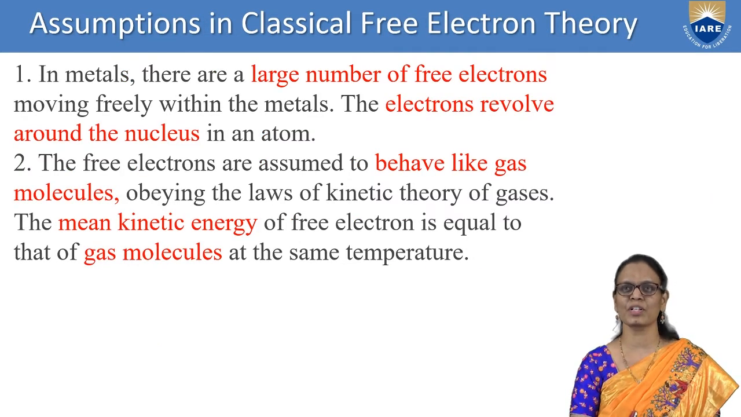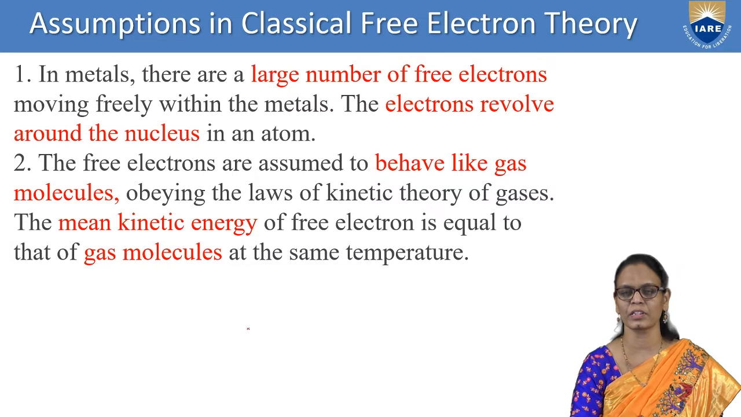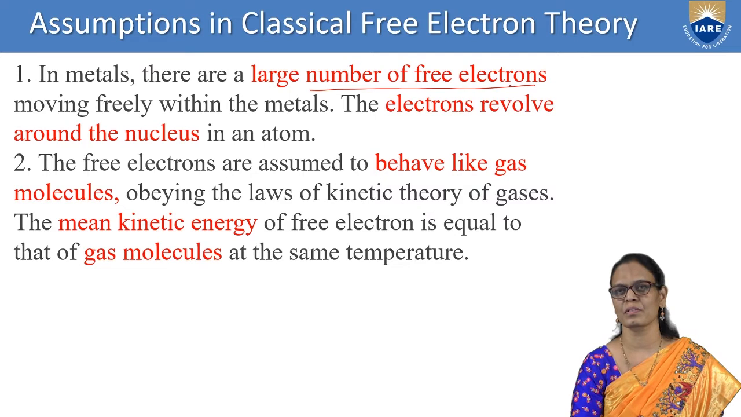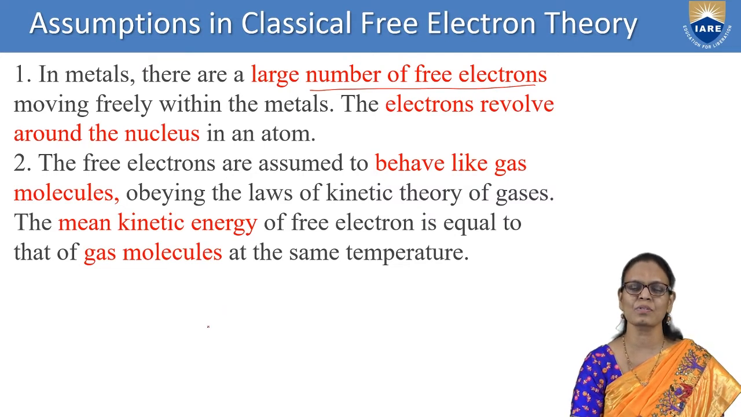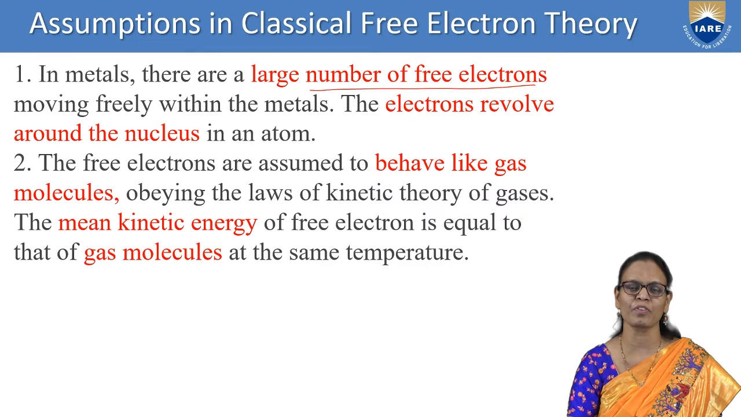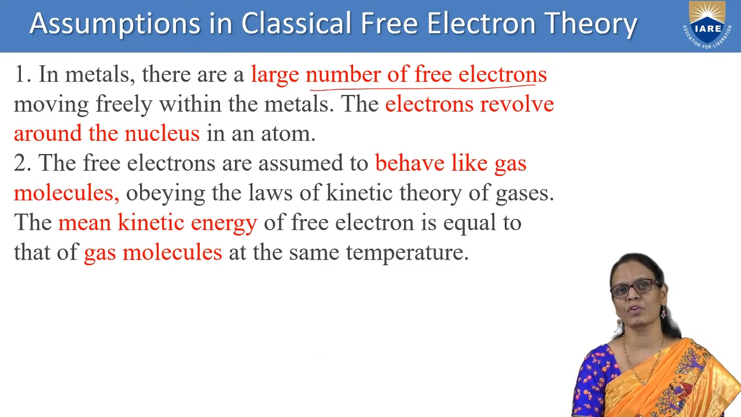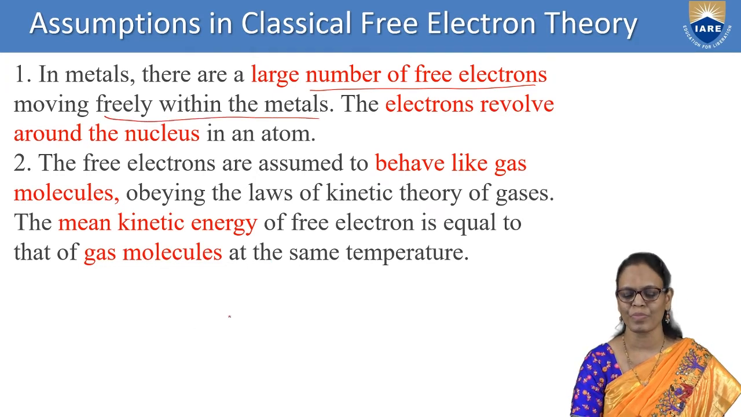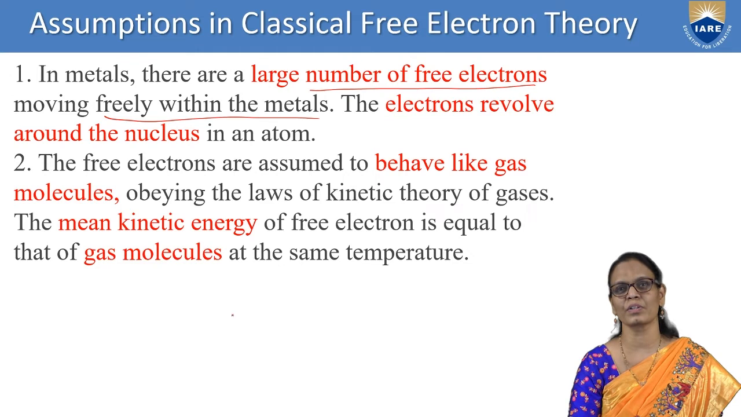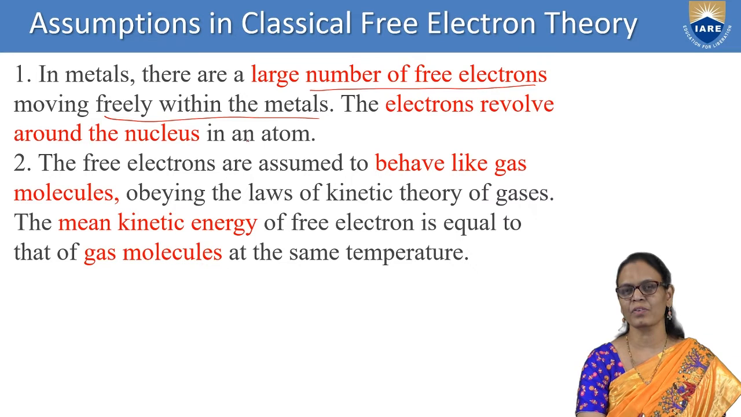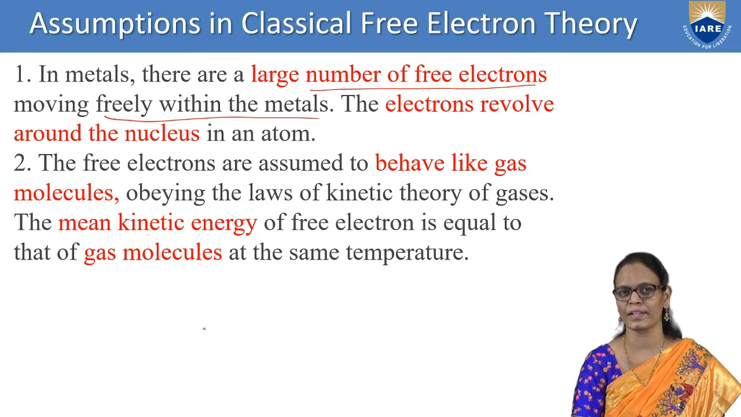Now, what are the assumptions that were made in classical free electron theory? So, in metals, there are a large number of free electrons, because if you consider any solid, it consists of a large number of atoms. So, even if one or two electrons are made free from each atom, there will be a large number of free electrons and they move freely within the metal. That is what we have seen. And the electrons revolve around the nucleus in an atom. This is the first point. They are free electrons and they are moving around the nucleus.